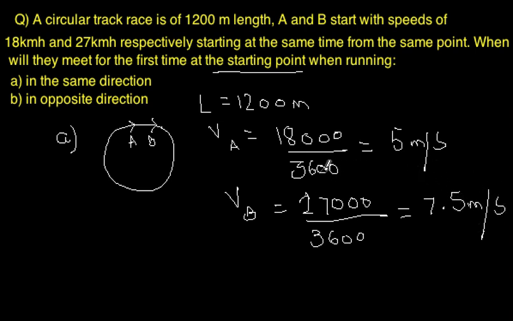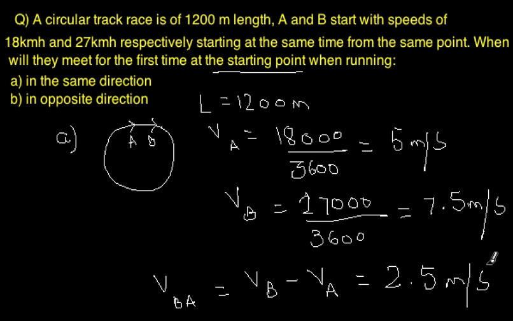Now that we have found the speeds of A and B, we know that the relative speed of B with respect to A when they move in the same direction is VB minus VA, which is equal to 2.5 meter per second. In this case, we clearly know that B is moving faster than A. So when will they meet for the first time? It is not essential that they meet at the starting point the first time. They could meet anywhere on the circular track. So right now we are just finding when they will meet for the first time.